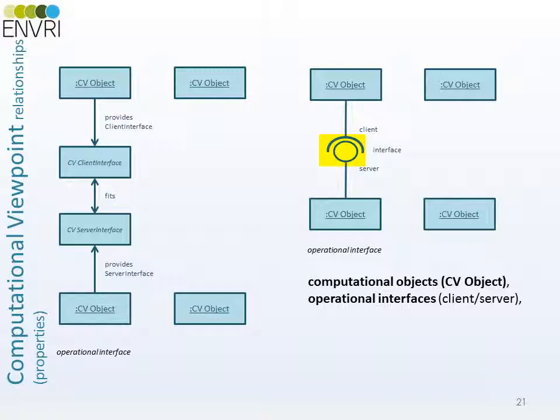In the diagrams used by the ENVRI Reference Model, client and server interfaces are linked using ball and socket notation. Clients expose sockets, half circles, whilst servers expose balls, closed circles.